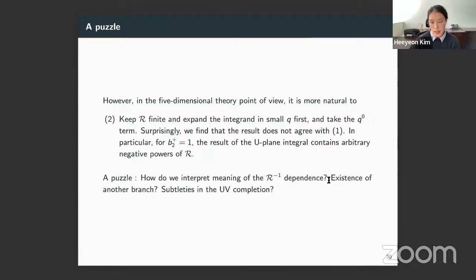And this is currently the question that we don't have a proper answer to yet. We are trying to look at various possible directions. For example, could there exist another branch in SU(2) gauge theory that can possibly cancel this R inverse dependence? Or could there be some subtleties in the UV completion of this 5D gauge theory? These are some of the directions that we are trying to explore, but we don't have a complete understanding of this R inverse dependence yet.